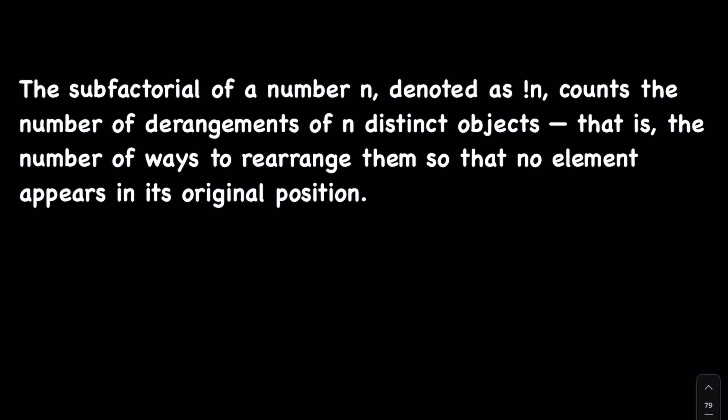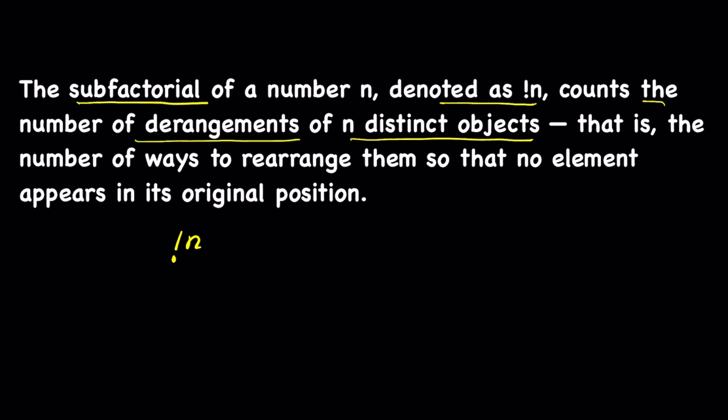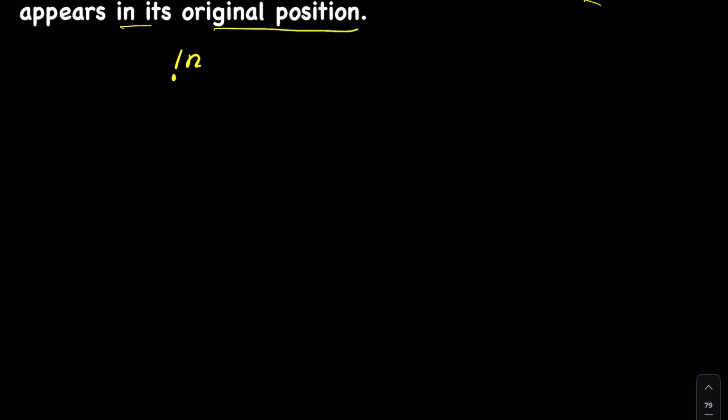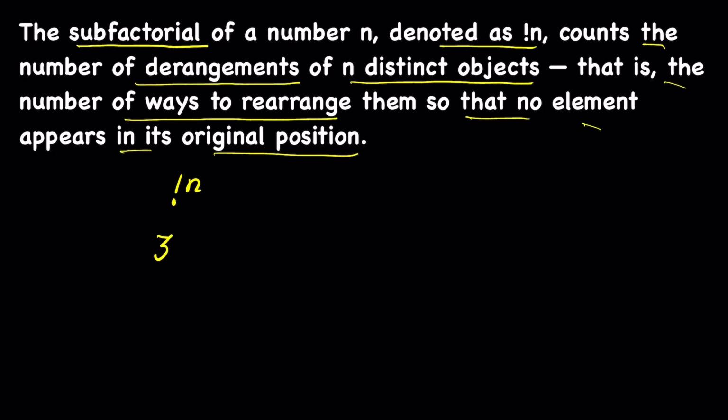Then we have the subfactorial denoted by the prefix of exclamation, written as exclamation n. It counts the number of derangements of n distinct objects, that is the number of ways to rearrange them so that no element appears in its original position. Now suppose that you have 3 items A, B, C. In how many ways can you arrange these items so that each of them is at a different position?